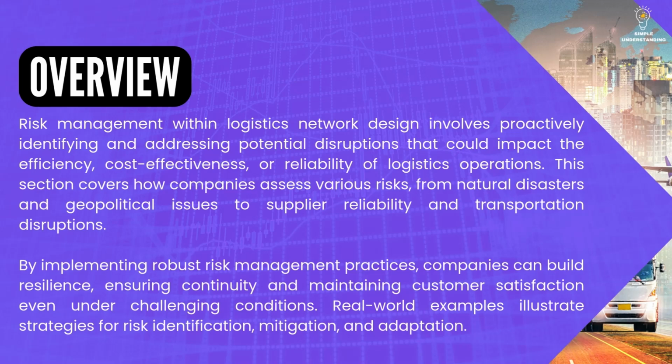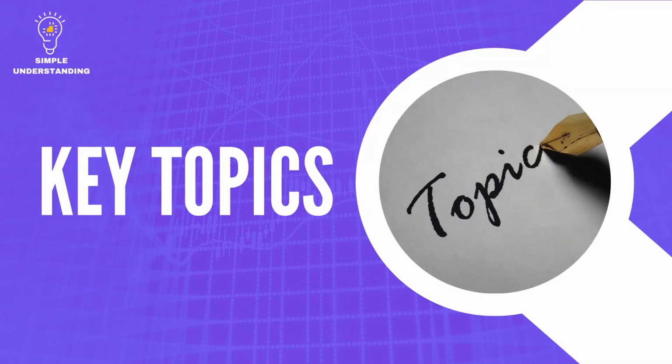Overview. Risk management within logistics network design involves proactively identifying and addressing potential disruptions that could impact the efficiency, cost-effectiveness, or reliability of logistics operations. This section covers how companies assess various risks, from natural disasters and geopolitical issues to supplier reliability and transportation disruptions. By implementing robust risk management practices, companies can build resilience, ensuring continuity and maintaining customer satisfaction even under challenging conditions. Real-world examples illustrate strategies for risk identification, mitigation, and adaptation. Key topics.